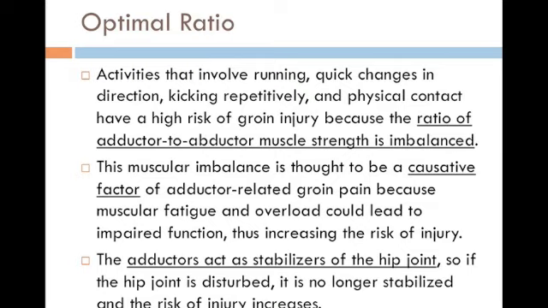Activities that involve running, quick changes in direction, kicking repetitively, and physical contact have a high risk of groin injury because the ratio of adductor to abductor muscle strength is imbalanced. This muscular imbalance is thought to be a causative factor of adductor-related groin pain because the muscular fatigue and overload could lead to impaired function, thus increasing the risk of injury. The adductors act as stabilizers of the hip joint, so if the hip joint is disturbed, it is no longer stabilized and the risk of injury increases.